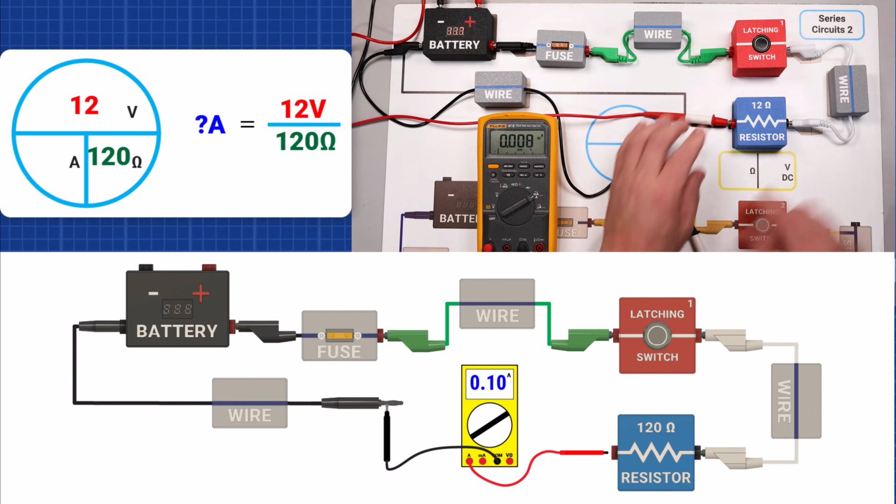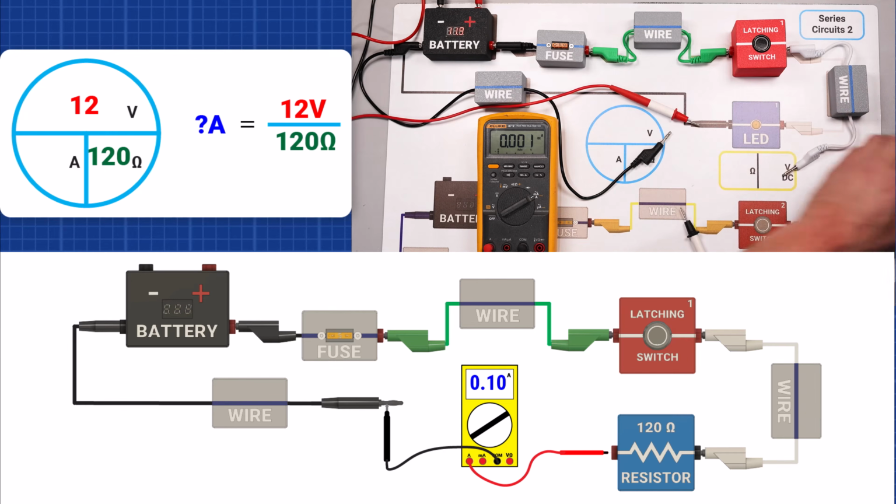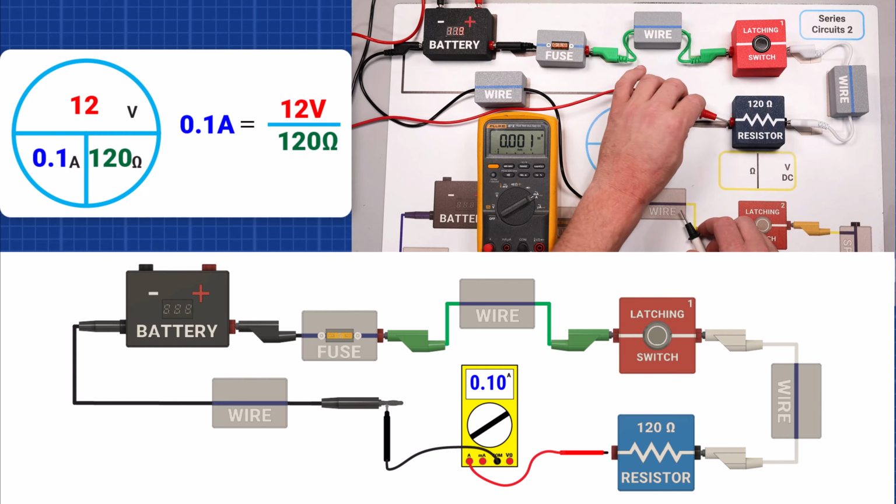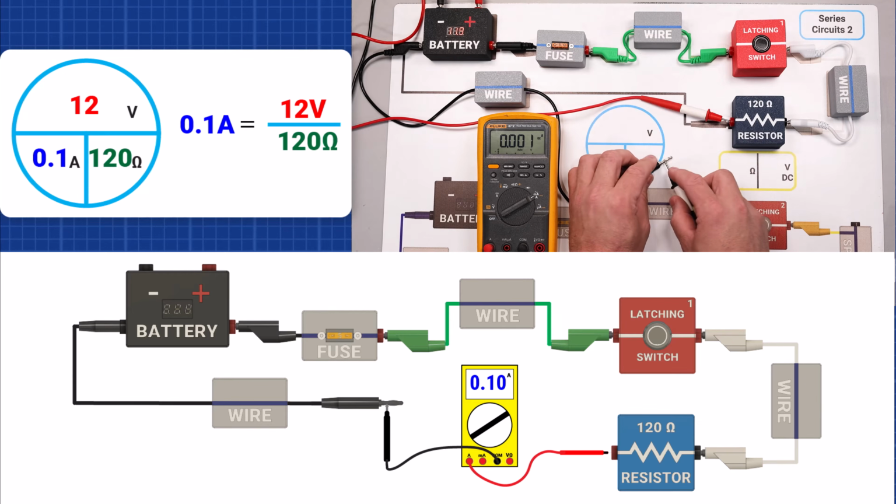Next, we increase the resistance to 120 ohms. The theoretical current is 0.1 amperes, but the measured current is 0.096 amperes, slightly lower than expected. This difference is due to additional factors in the circuit, such as resistance of wires and some of the connections.